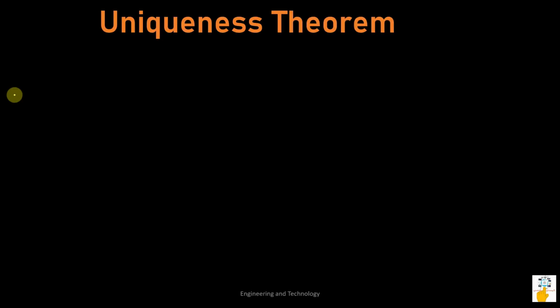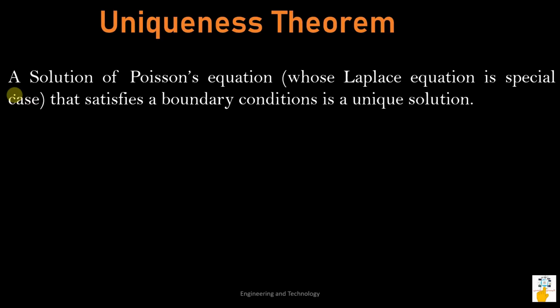Today we will learn the uniqueness theorem. It is a very important theorem as far as electrostatics is concerned. A solution of the Poisson equation, whose special case is the Laplace equation, that satisfies a boundary condition is a unique solution. This statement is called the uniqueness theorem.